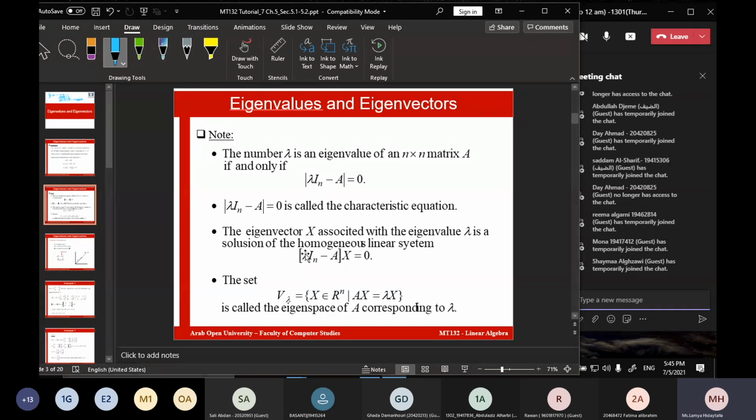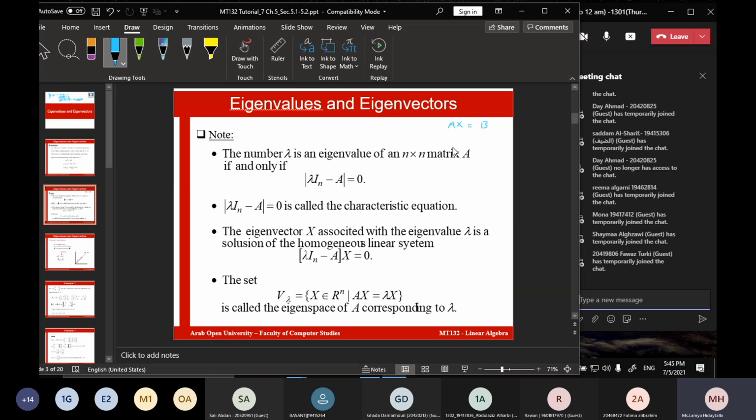Whenever you substitute a certain lambda, you will have the A part, like before. When we were solving the linear system, what did we have? We have AX equals B, the system of linear equations, correct? How do we solve it? We put it in the augmented form, A with B, and then we reduce to the echelon form and so on, till we find the solution, correct?